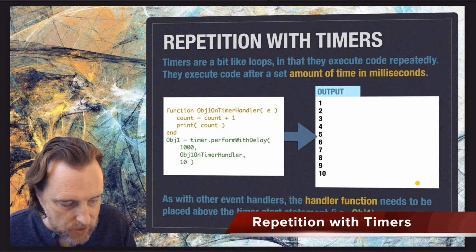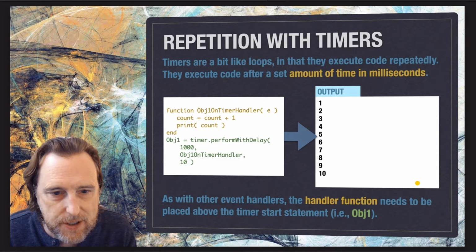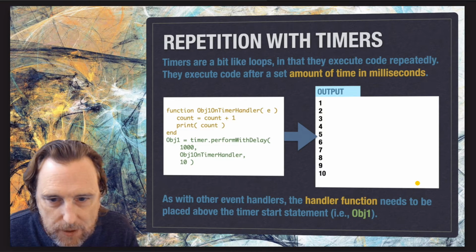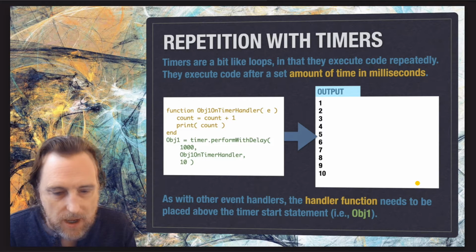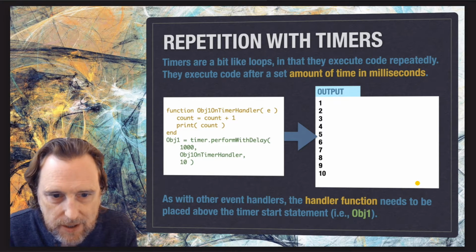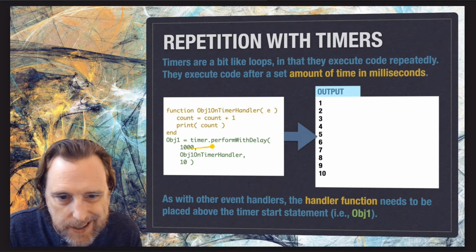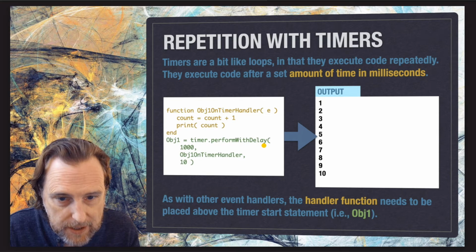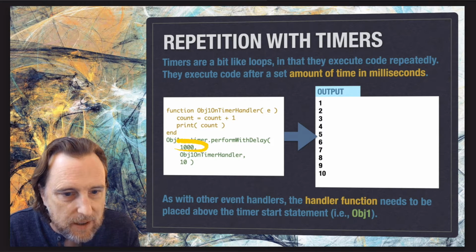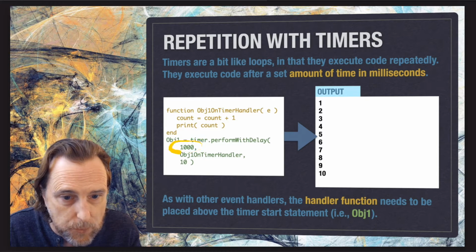Repetition with timers. Timers are another key game skill for you. They're super easy to use. So you can set up a timer and tell it how many times to run and how frequently to run it. The table in Solar 2D is called timer. It has a function built in called performWithDelay, and you pass it the initial delay and the period of the timer. This is 1,000 milliseconds or 1 second.